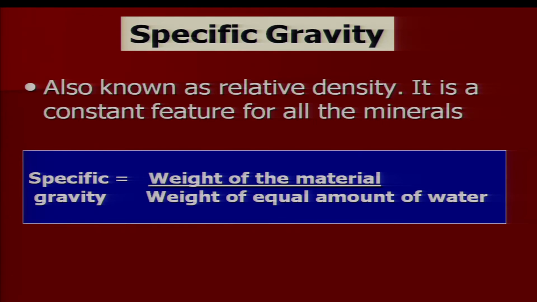Specific gravity, also known as relative density. You may be aware of density and specific gravity very well. The formula for calculation of specific gravity is given here. Specific gravity is equal to the weight of the material upon the weight of the equal amount of water displaced by the material. So, specific gravity can be calculated in the laboratory easily.